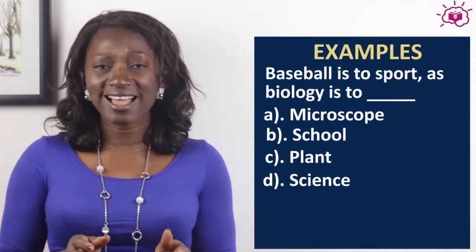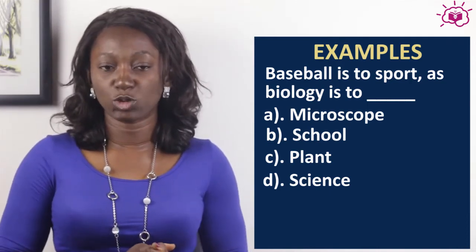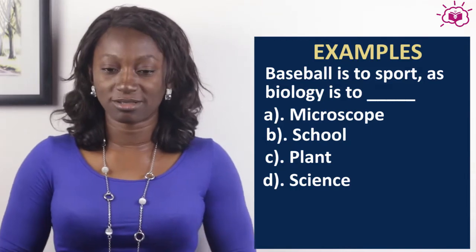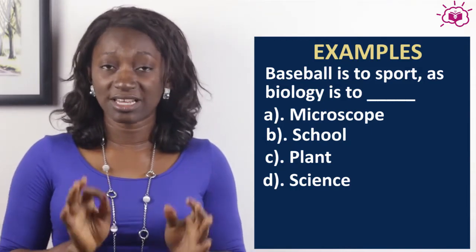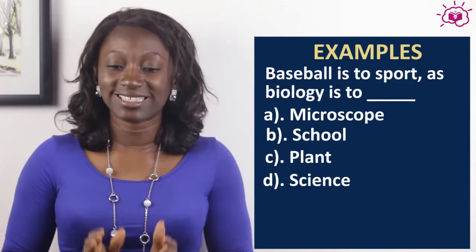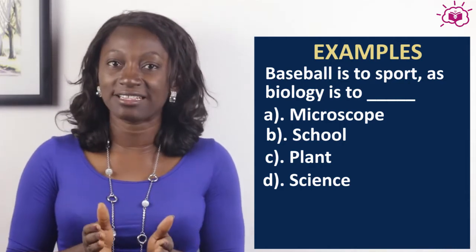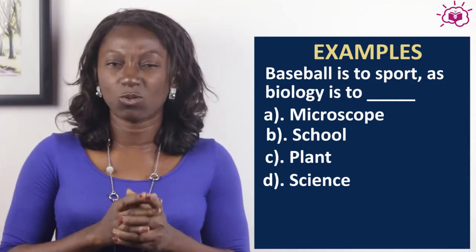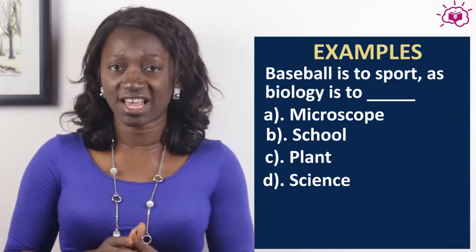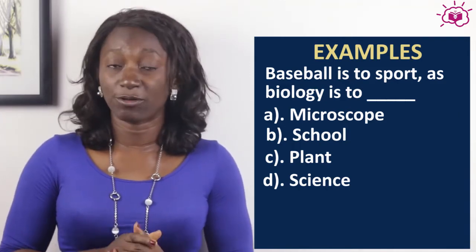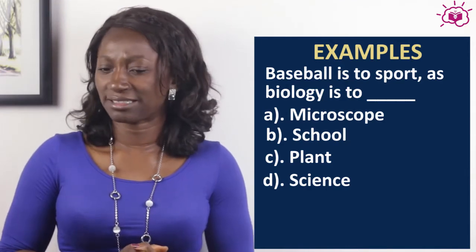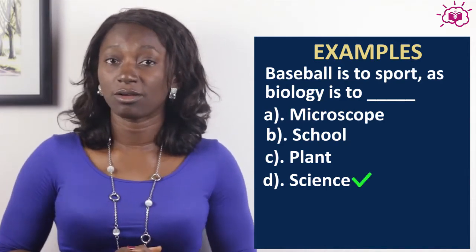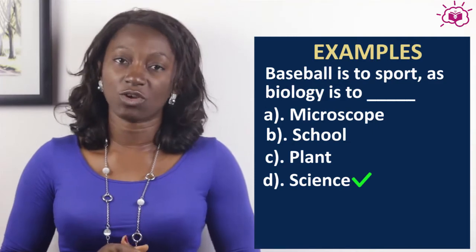But at a glance of the primary relationship between baseball and sports, it tells you that baseball is a type or is one of the many kinds of sports. Therefore, biology is one of the many kinds of science, not a type of school and not a type of plant. Choice D, which is science, is your answer.